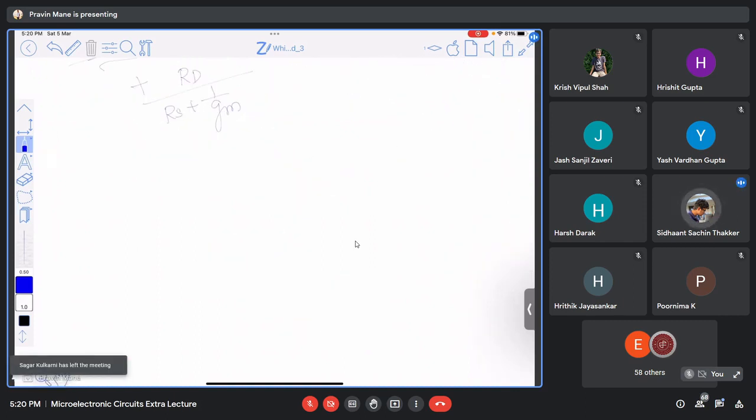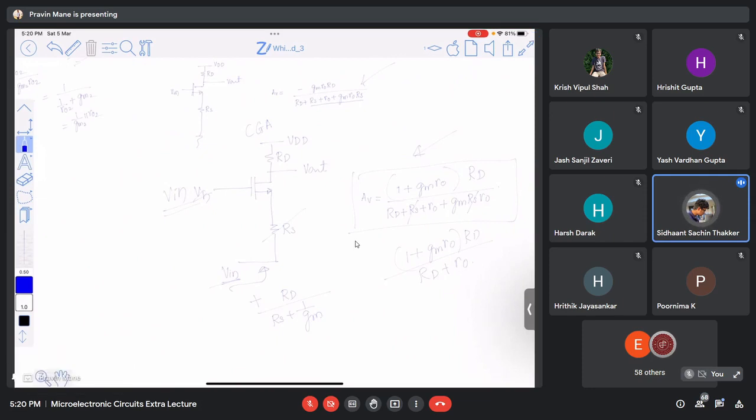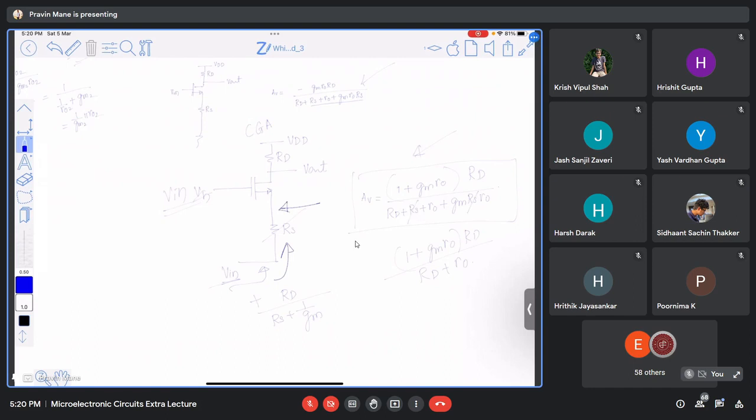Sir, I had a question. Whenever we're looking through the source, we can automatically assume that there is a 1 by GM connected, even though it's not actually there. We just use it for convenience, and we put it in series with whatever source resistance is there. Yeah. Okay, so that depends on whether you are looking from here or you are looking from here. Right. Got it, sir.